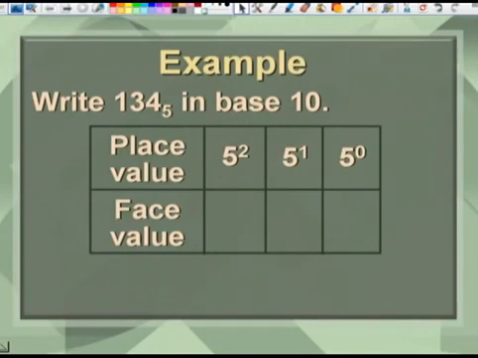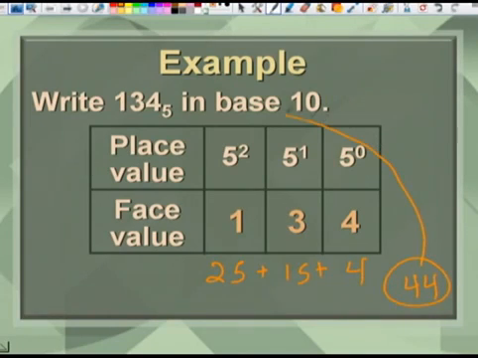We're going to do some more. Write 1, 3, 4 base 5 in base 10. Well, there's a 1 in 5 squared. There's a 3 in 5 to the first. There's a 4 in 5 to the 0. It would be like in base 10, it'd be the hundreds, the 10s, and the 1s. So what does that mean? That means there's one 5 squared. What's that? 25. So this is 25. There's three 5s. That's 15. There are 4, remember this is 1s, 4 ones. So we have 25 and 15 is 40, and 4. So 1, 3, 4 base 5 is 44 in base 10.